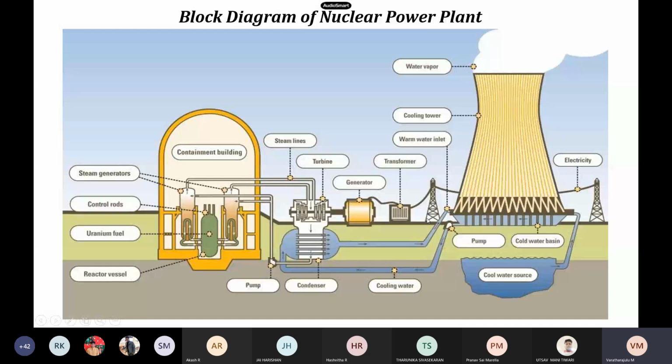And concerning the transformers, we were watching various transformers in and around us, whether it might be the step up transformer or the step down transformer. Concerning today's class, I request the last batch to continue with this.